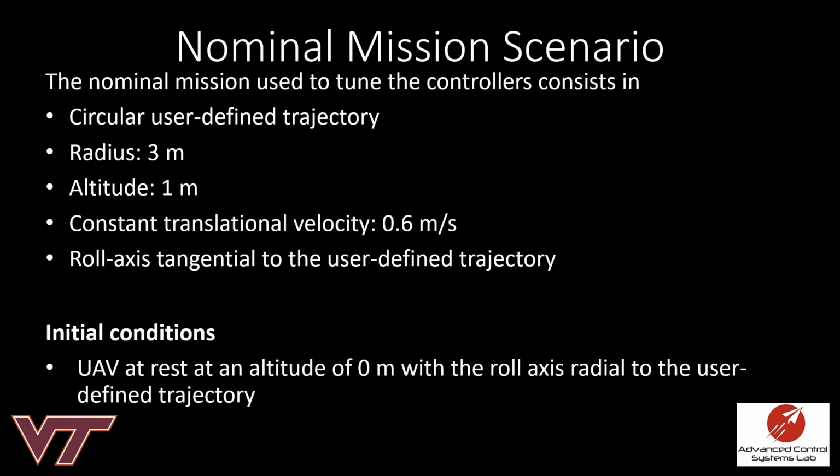The nominal mission used to tune the controllers consists in having the UAV follow a circular user-defined trajectory with a radius of 3 meters and at an altitude of 1 meter with a constant translational velocity of 0.6 meters per second, and the UAV needs to keep the roll axis tangential to the user-defined trajectory at all times. For what concerns the initial condition, the UAV is at rest at an altitude of 0 meters, and its roll axis is radial to the user-defined trajectory.